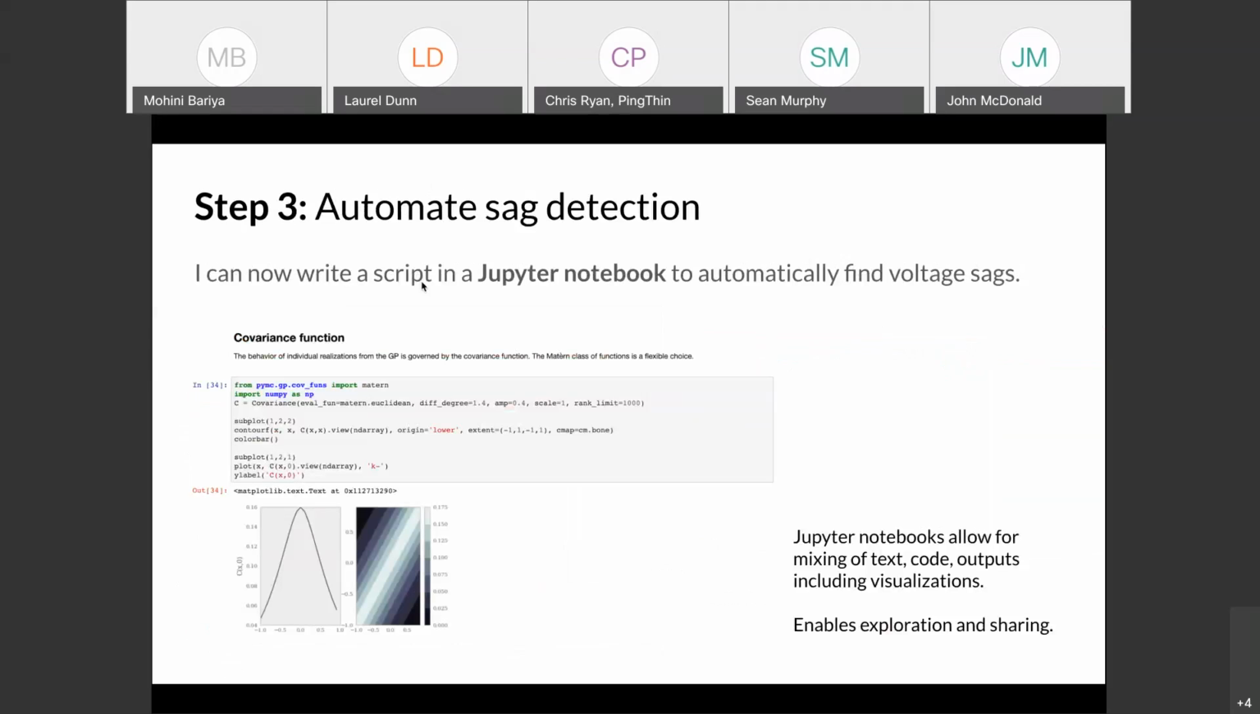So that takes me on to step 3. So in step 2, I've got an idea of what I'm looking for and how I should look for it. And now I can automate the sag detection. And I'm going to do this in a Jupyter notebook, which Chris also showed you. And the great thing about the Jupyter notebook is that I can intersperse text and code and visualizations and really have a record of my work and exploration.